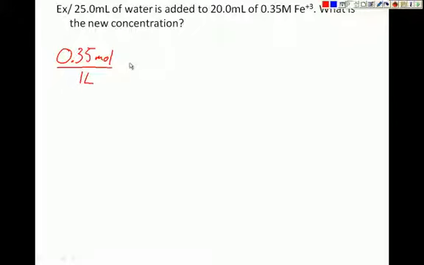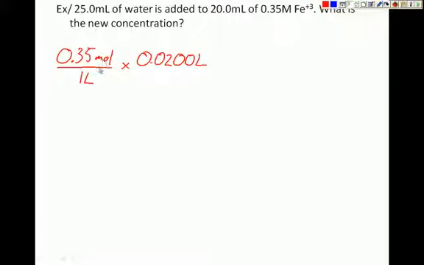So we're going to times this by the concentration right here, which happens to be 20 milliliters. So we're going to go times by, and we're going to change this to liters, so we're going to go times by 0.0200 liters. So that's what 20 milliliters is in liters. And then now we have moles of iron 3 ion.